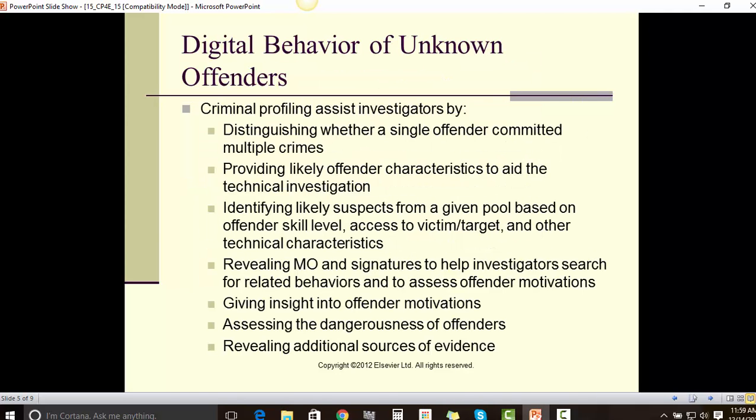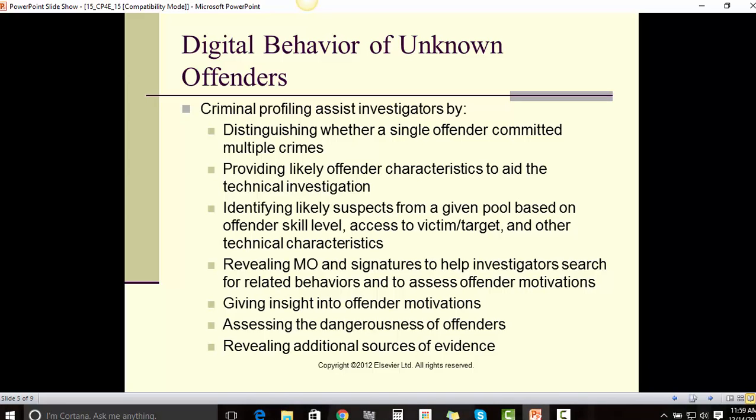Digital behavior of unknown offender. Criminal profiling assists investigators by distinguishing whether a single offender committed multiple crimes, providing likely offender characteristics to aid the technical investigation, identifying likely suspects from a given pool based on the offender's skill level, access to victim or target, and other technical characteristics, and revealing MO and signature to help investigators search for related behaviors and to assess offender motivations.